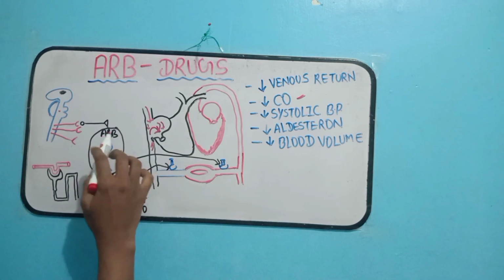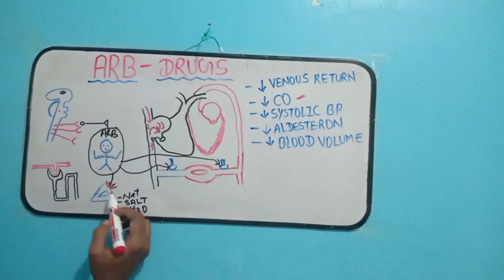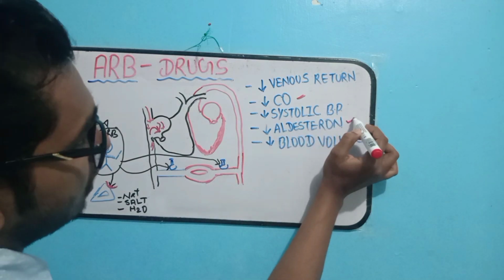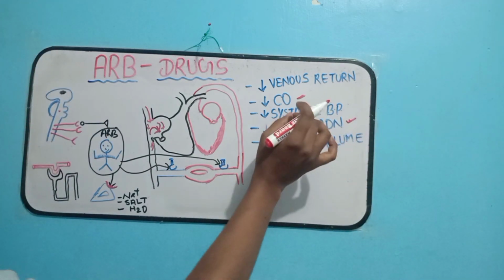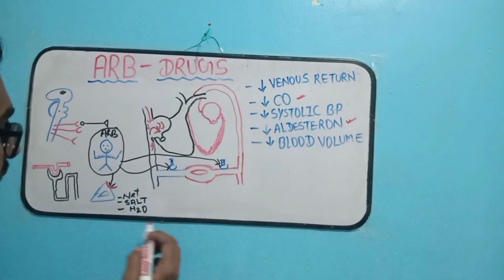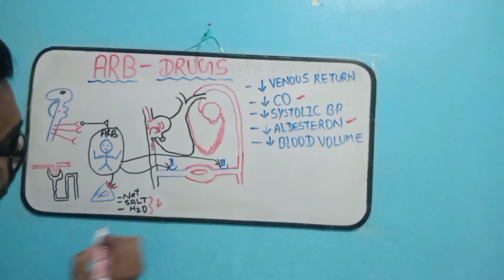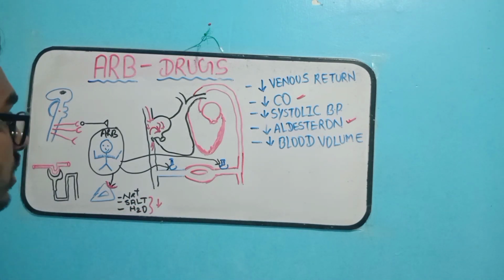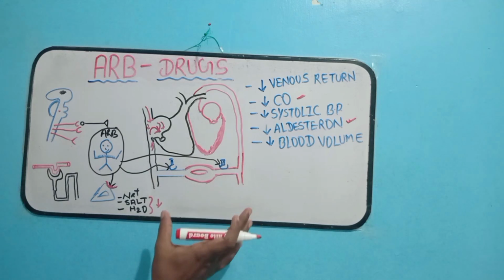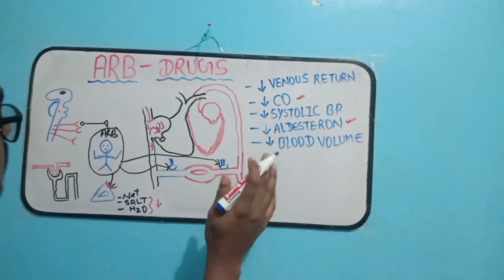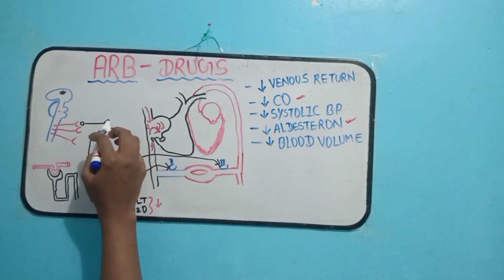When the angiotensin receptor blocker drugs work on the zona glomerulosa, then what happens? There is no more synthesis of aldosterone, so the aldosterone level goes down, and due to the decrease in the level of aldosterone, that also leads to a decrease in the retention of salt and water. So there is no more retention of salt and water. Due to that, there is a reduction in the blood volume, and it also leads to a decrease in the blood pressure in that patient.